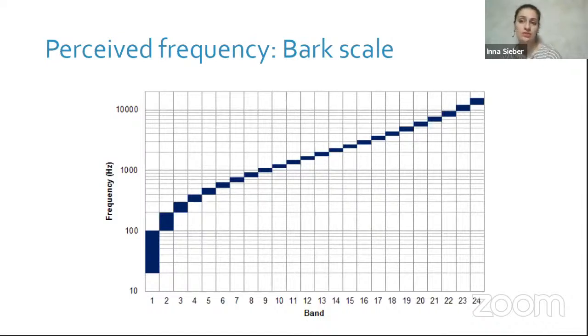Just same questions can help us here. We can perform different sounds of different frequencies, and ask the participants to estimate, is it the same sound produced? Is it the same sound played two times, or are they different sounds? And if they're different sounds, which one is higher or lower?